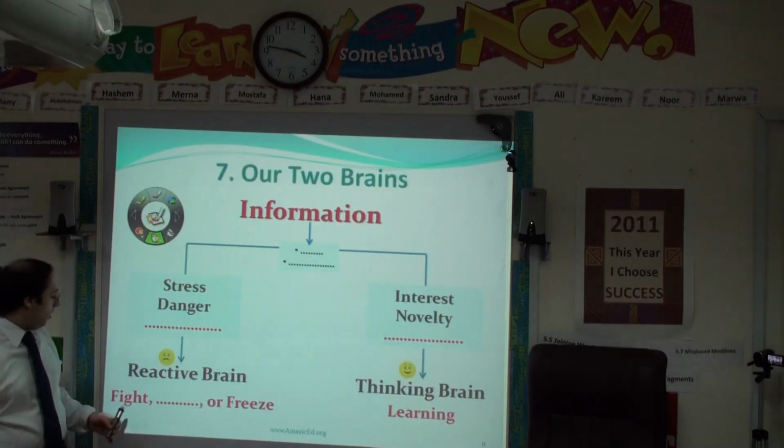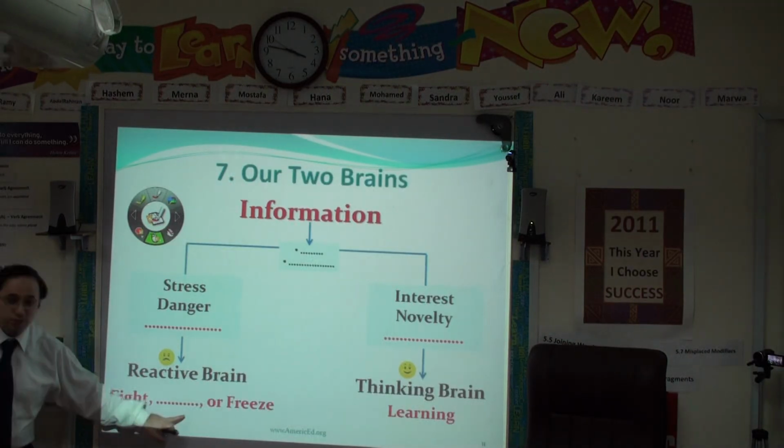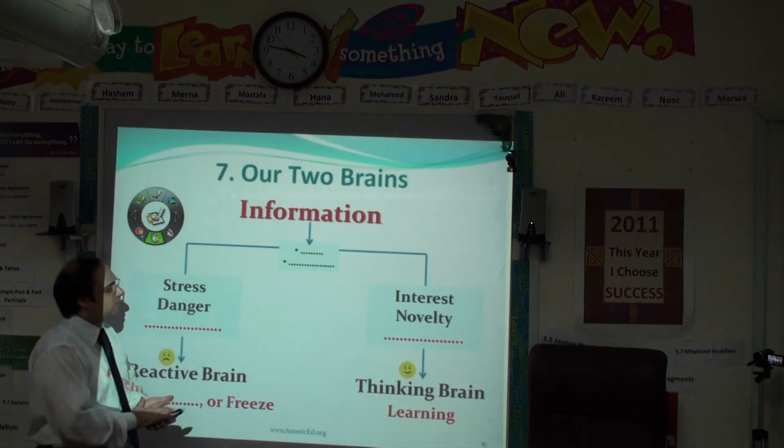Thank you so much. Okay, the reactive brain only knows how to do three things: fight, flight, excellent, or freeze. Great. Write it down.